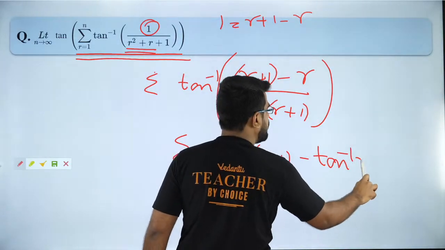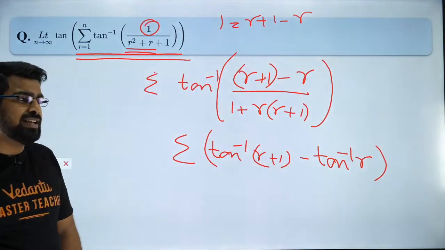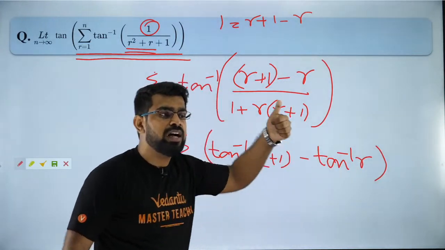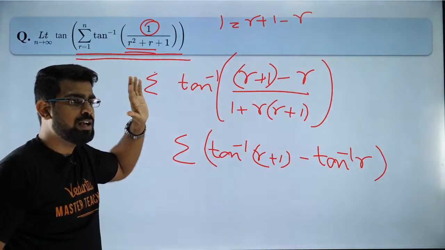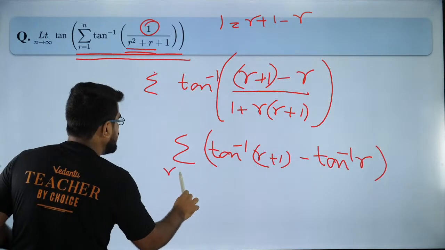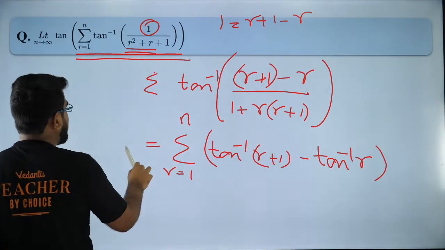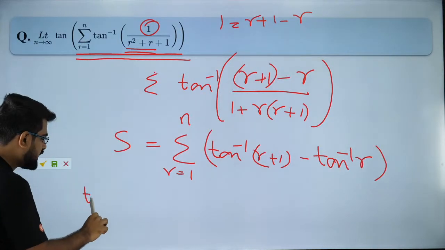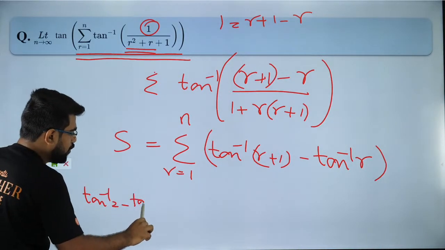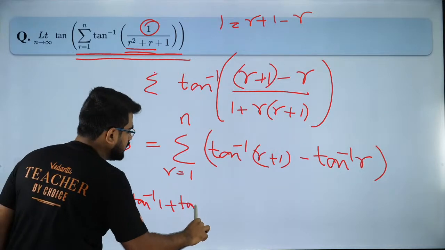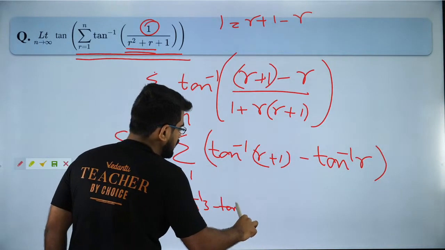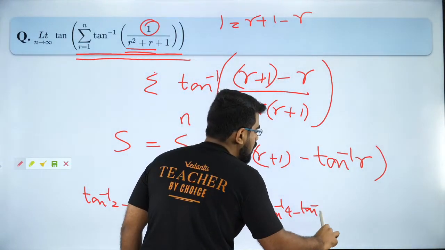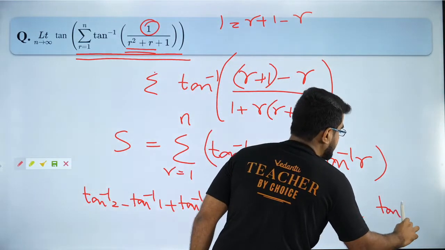So that is how you solve it. I hope you guys are clear with this. So it will be tan inverse of r plus 1 minus tan inverse of r. Are you all cool with it? So when I open it, r is equal to 1 and r goes up to n, and that is your summation. And I need to sum it up when n tends to infinity. So it will be tan inverse of 2 minus tan inverse of 1 plus tan inverse of 3 minus tan inverse of 2 plus tan inverse of 4 minus tan inverse of 3, and it goes all the way up to tan inverse of infinity.